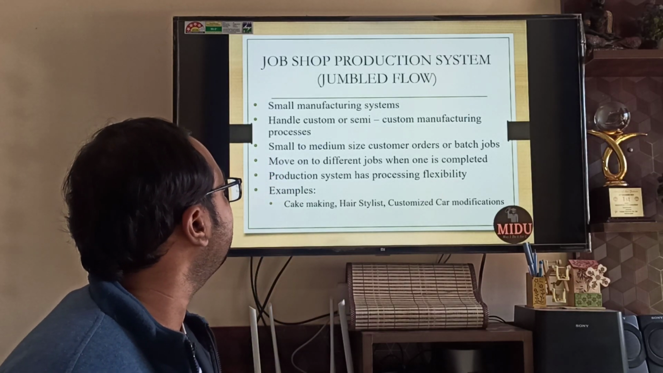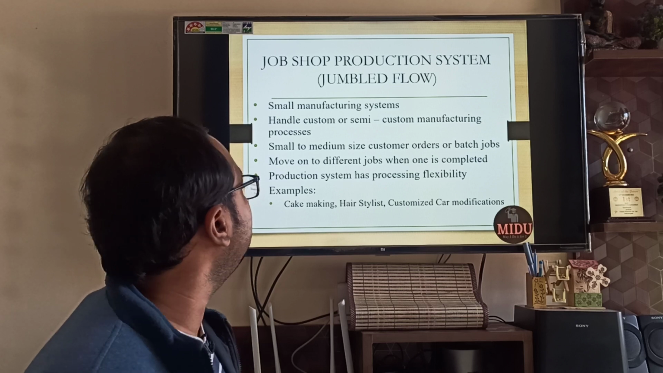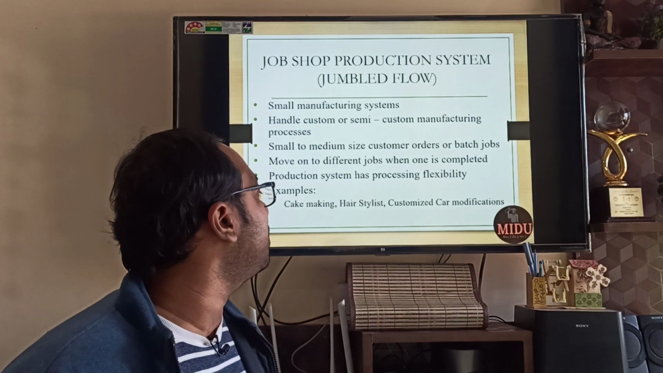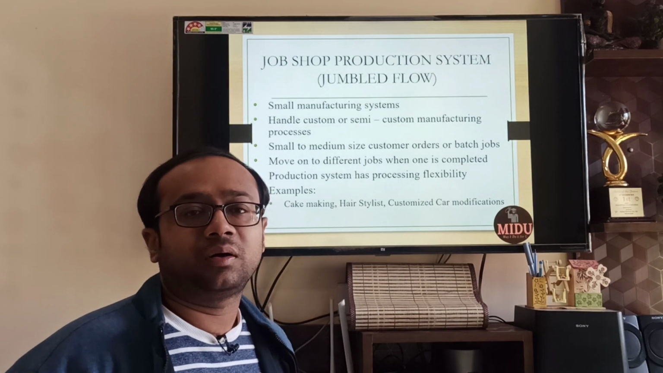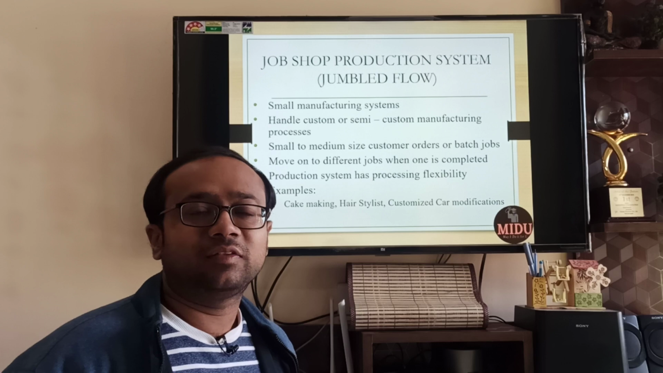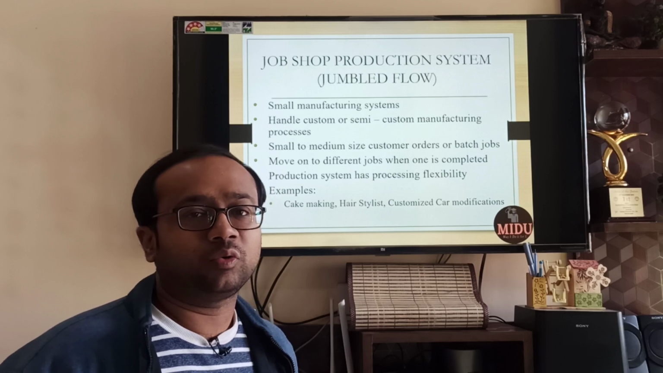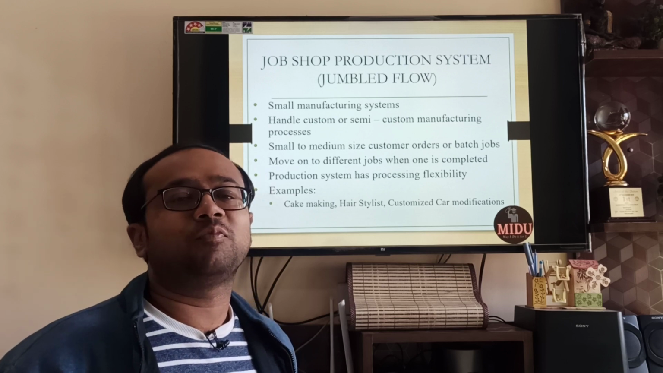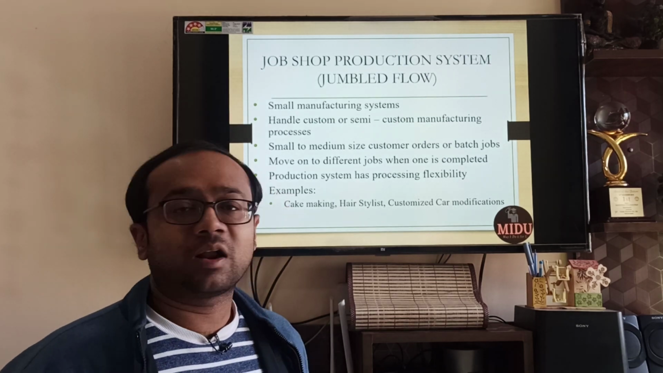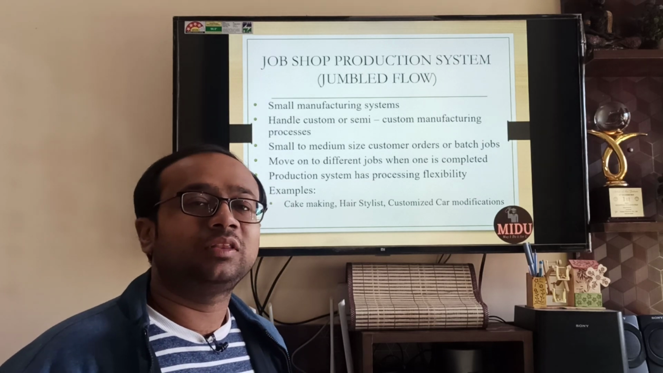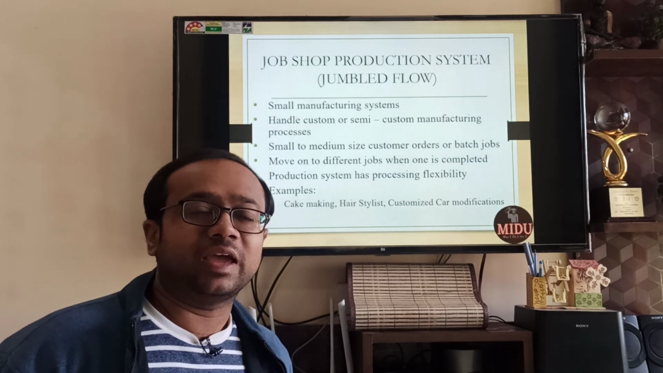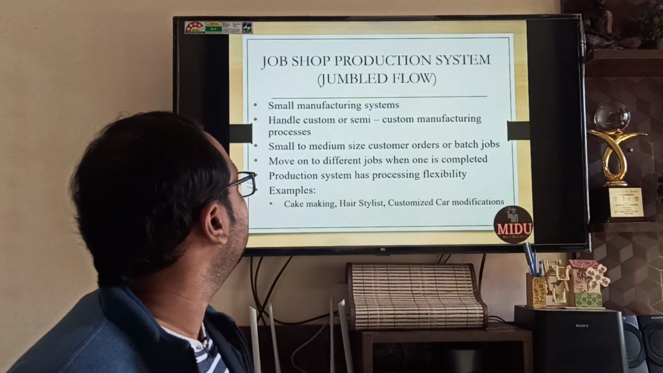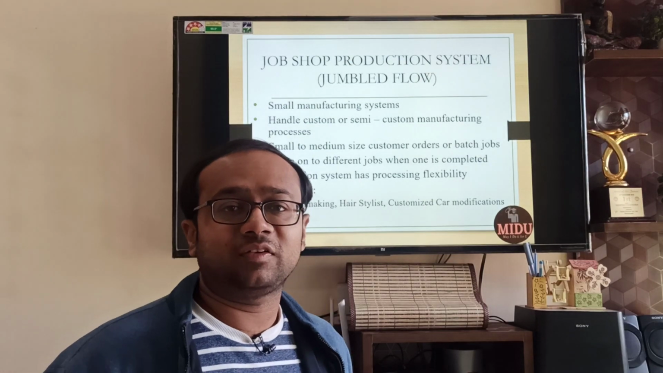The feature is that the production system has processing flexibility. So some kind of processing flexibility is there in the system. Let us take some examples: cake making, hairstylist, customized car modification. You go to a hair salon, there you will ask the person to give a particular style depending upon your choice. You would want some kind of spike, some particular length, maybe some particular color in the hair. Customized car modification: you go for buying a car, and in that you will ask for accessories and styling, some particular modifications based on your requirement. So this is again an example of the jumbled flow. So these are the three kinds of flow, my dear friends, that are there.